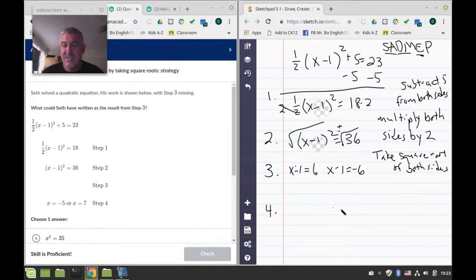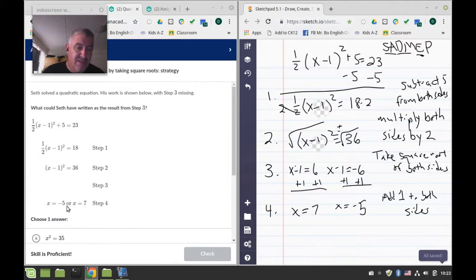And then our step 4 will end up being add 1 to both sides. So we'll add 1, and we have x is equal to 7 or x is equal to negative 5. So that's our step 4 down there.